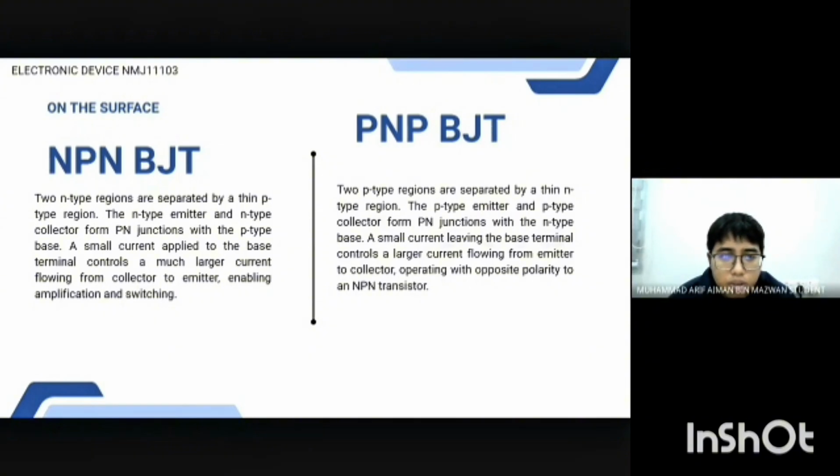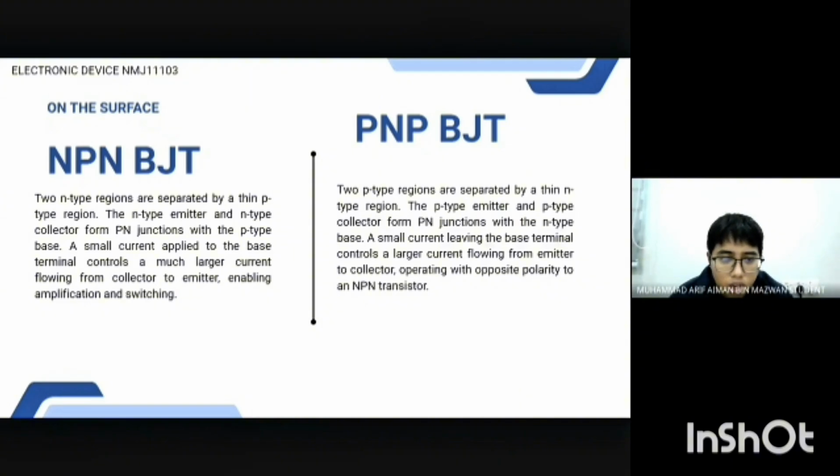There are two types of BJT, which are NPN BJT and PNP BJT. First of all, we're going to look at NPN BJT. NPN BJT has two N-type regions separated by a thin P-type region. As you can see from the name itself, it's very explainable. The N-type emitter and an N-type collector form PN junctions with the P-type base.